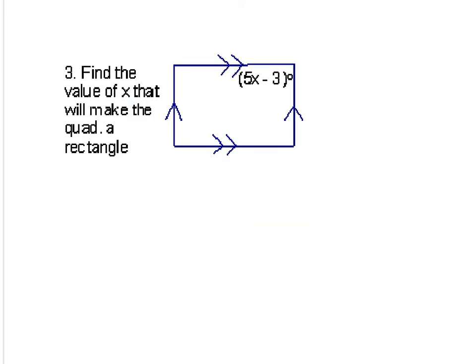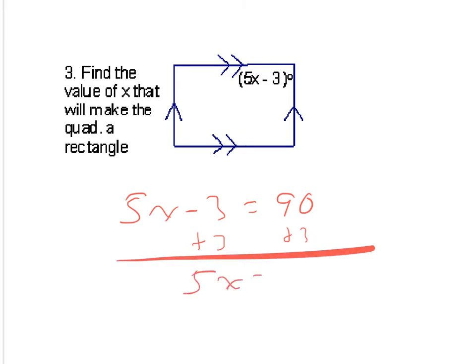Okay? Let's play some more rectangle games. Find the value of x that will make the quad a rectangle. Well, we already know it is a parallelogram because it's given that the sides are parallel. Well, a parallelogram with a right angle means it's a rectangle. So 5x minus 3 is equal to 90. We're going to add the 3 to both sides. I get 5x is equal to 93, so when I divide by 5, not a pleasant number, but x is going to equal 93 divided by 5, which is 19 3/5, or if you prefer, 19.6.